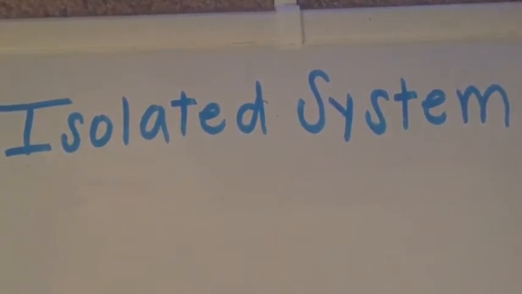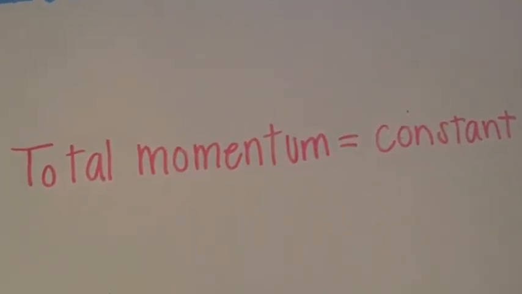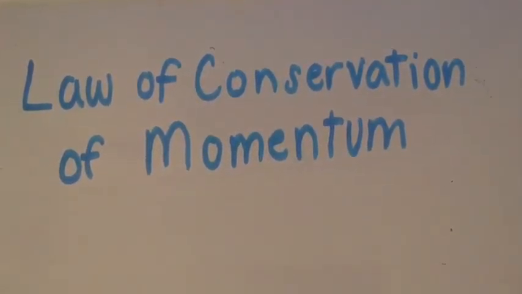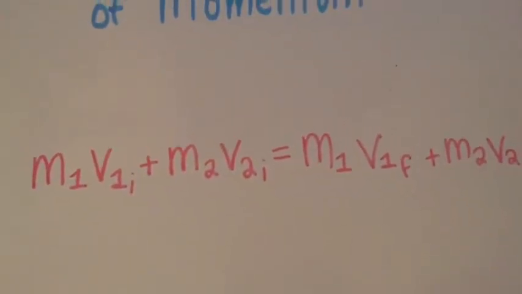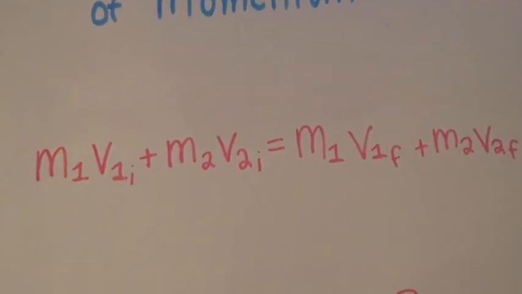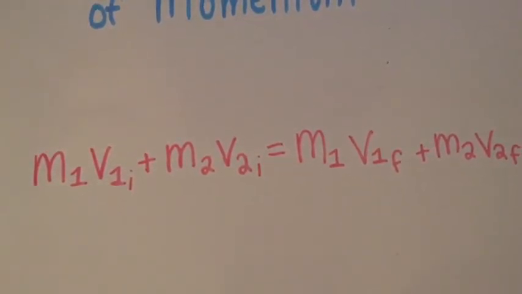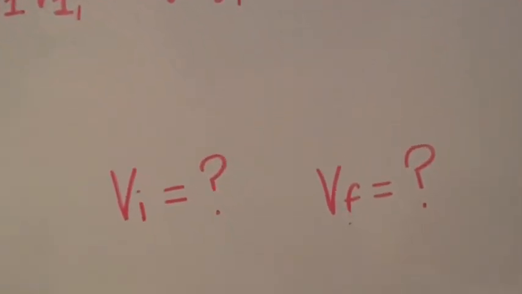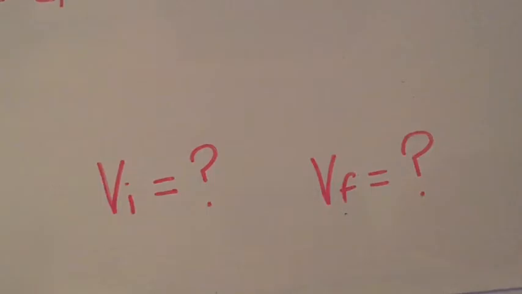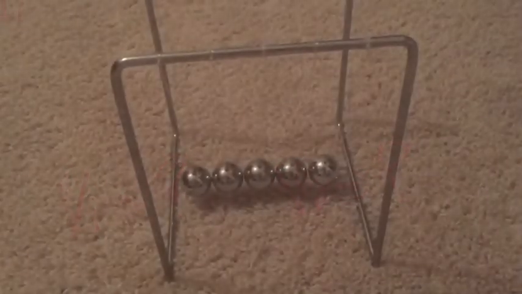In an isolated system, meaning there are no other forces acting on the objects, the total momentum is constant. This is known as the law of conservation of momentum, and it is represented by the formula m1v1 initial plus m2v2 initial equals m1v1 final plus m2v2 final. While the formula I just listed only includes two masses and two velocities, it can be used for any number of objects. Using this formula, we can solve for unknown variables.